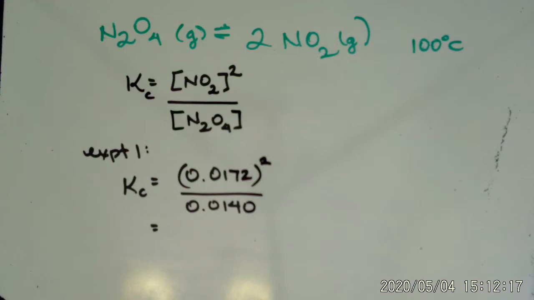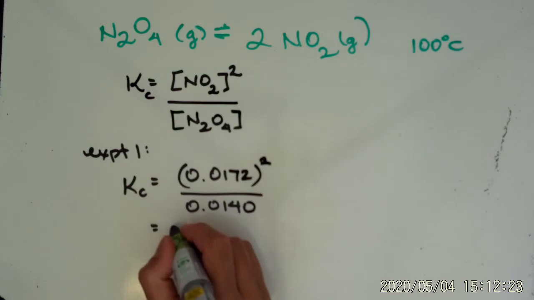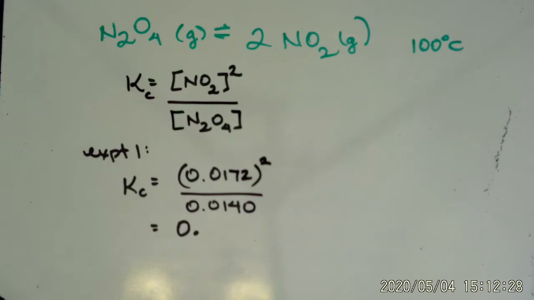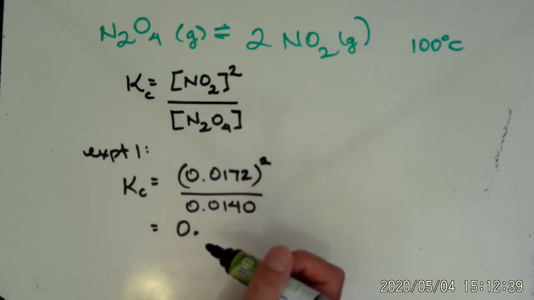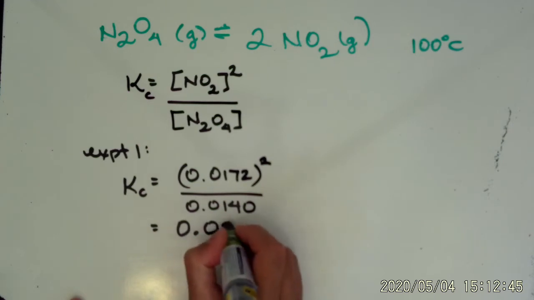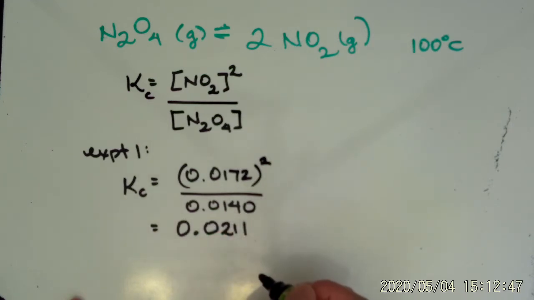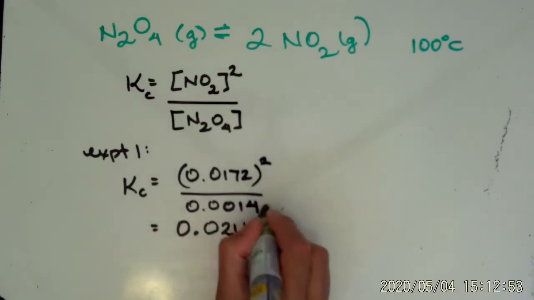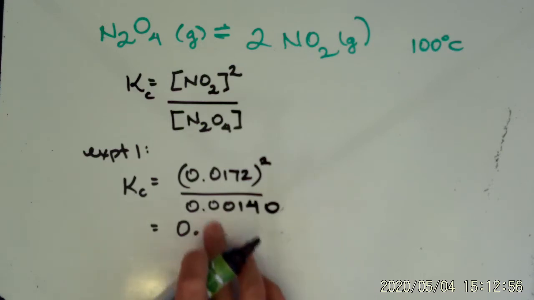Take 0.0172, square that, divided by 0.00140, and you get 0.211. Oh, I'm missing an extra 0 here. That's why. Sorry.